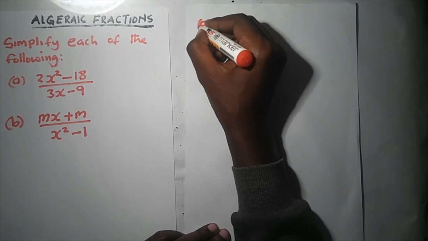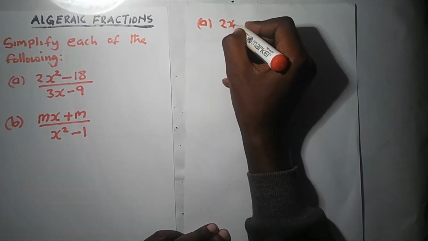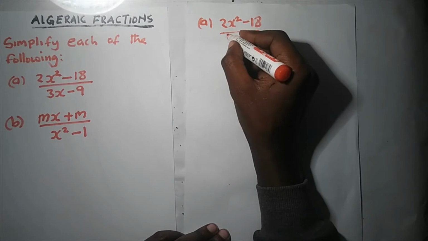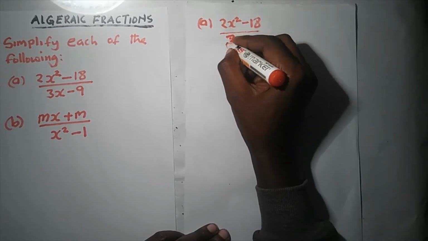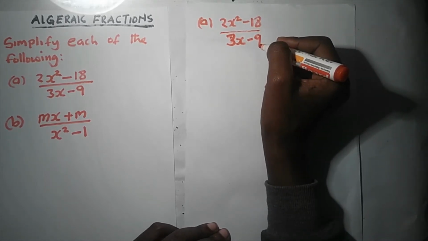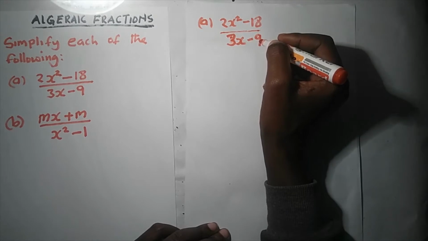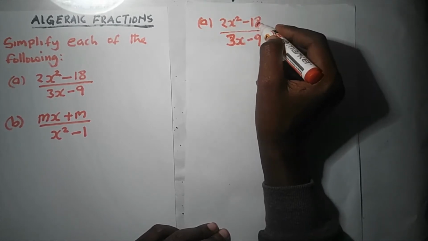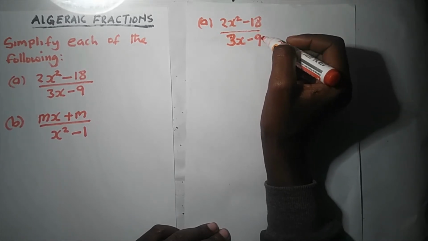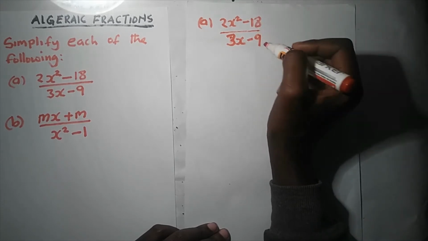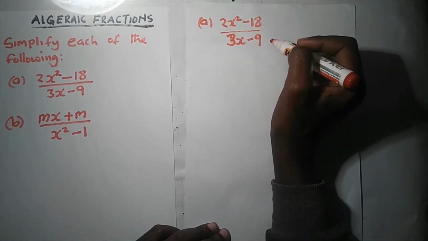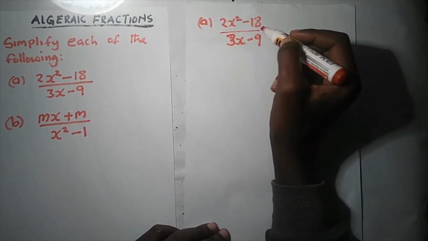Question part A. Simplify 2x squared minus 18 over 3x minus 9. The way we simplify these algebraic fractions is we factorize on top and factorize down, and then we cancel out like terms. So here, do not divide 9 into 18. That is a mistake. Do not divide 3 into 18. What you do is factorize on top and factorize down.